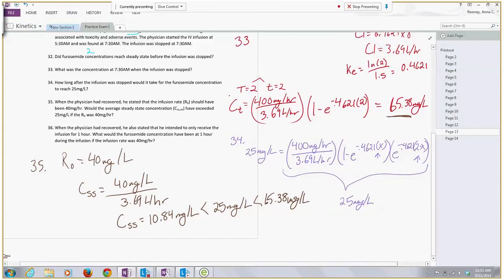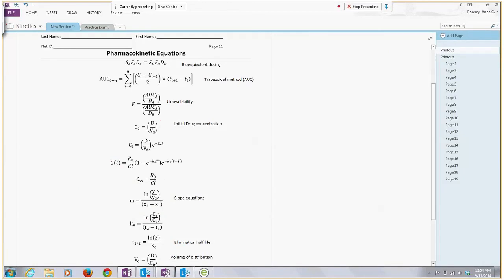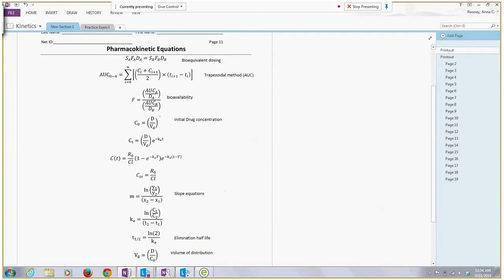Alright, one last one, and then I am done for tonight. So this one is, he also intended that he get infused for an hour. What would have been the concentration at an hour? So the concentration steady state, let me try to find that. The concentration steady state is, where is that? Why can't I find that equation? That's concentration steady state, but what did I end up doing?